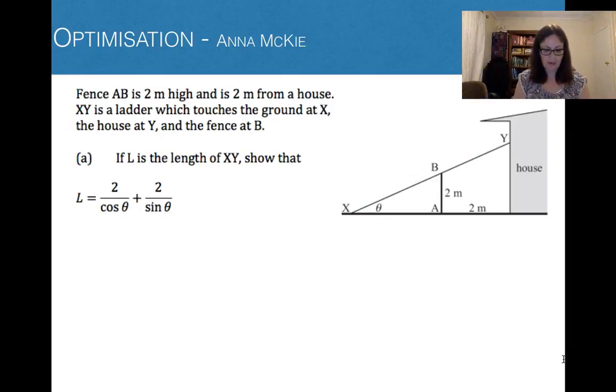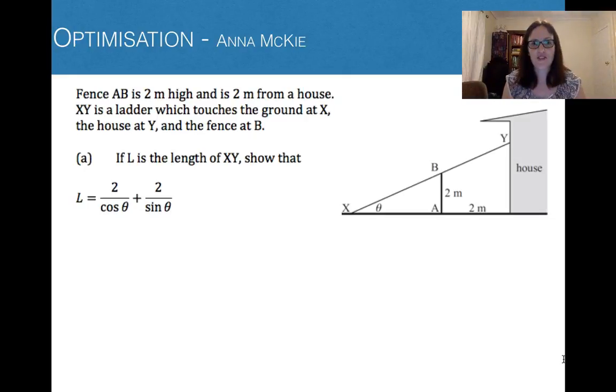Doing a trig example. So we have a fence, AB is 2 meters high, and that's 2 meters from a house. A ladder, XY, touches the ground at X, and the house at Y, and the fence at B. L is the length X to Y, so this whole length here, and we need to show that L can be represented by this formula.